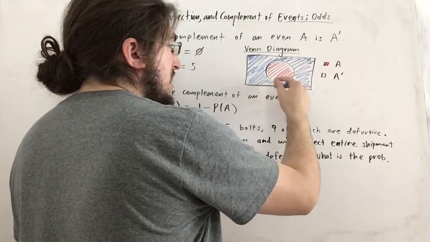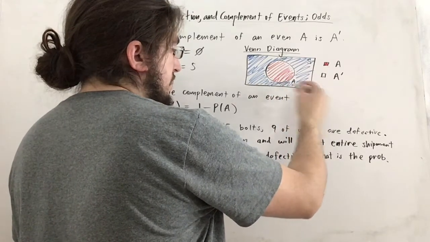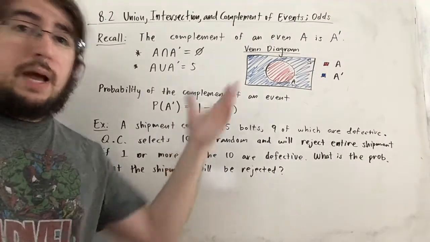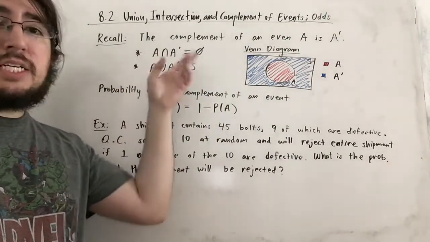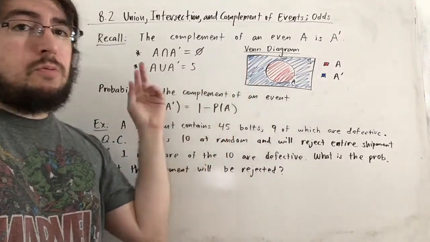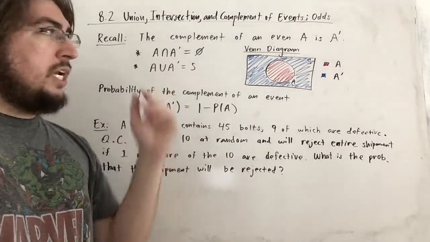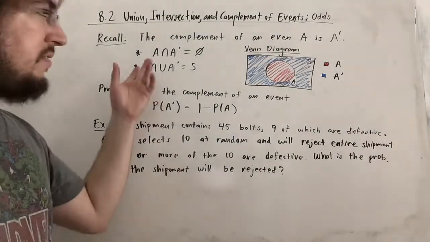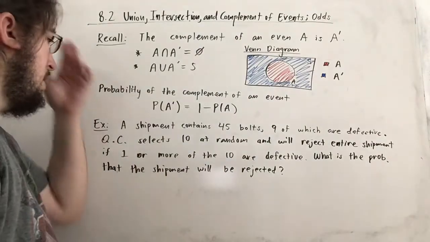So you can indeed see that the blue and the red do not overlap, or at least they shouldn't, so that means the intersection is the empty set. Also, if you consider everything shaded red or blue, which would be the union, it is just shading the whole set S. All right, so that justifies these two just by Venn diagram.